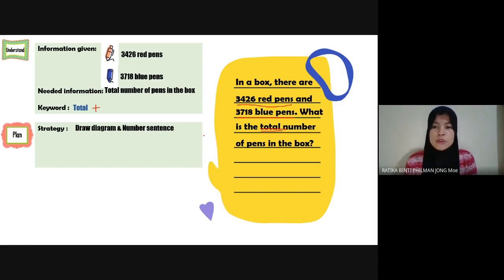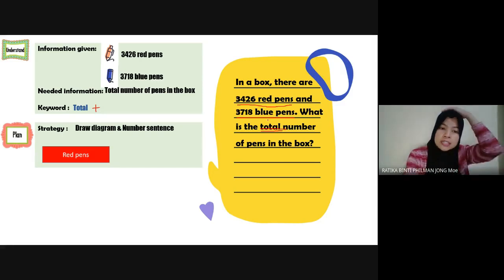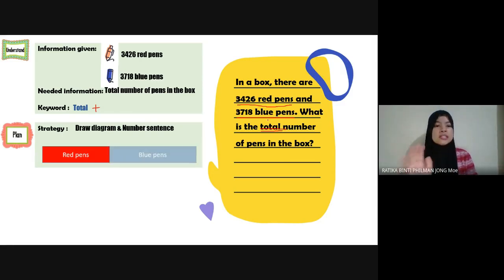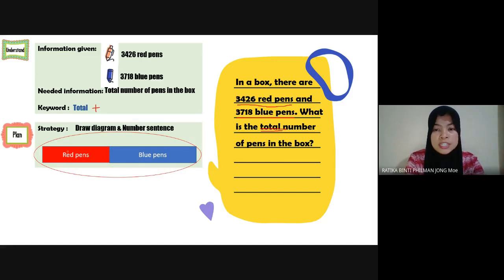What I'm going to do is represent these red pens with a red box and these blue pens with a blue box. Okay, like this. This is the red pens in the box. Okay, this is blue pens. Red pen 3,426, blue pens 3,718. Ini adalah red pen kecil sikit lah sebab nilainya kecil kan. So blue pen is larger lah sebab nilainya lebih besar. So these pens are in a box. Yang warna merah ni adalah box dia. Okay, box cikgu bulat lah bujur. So this is the box.